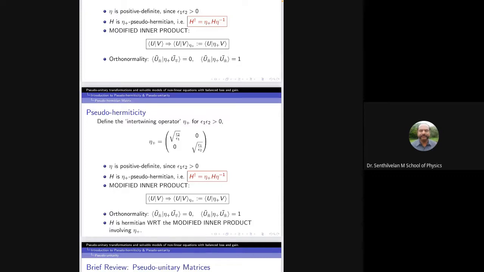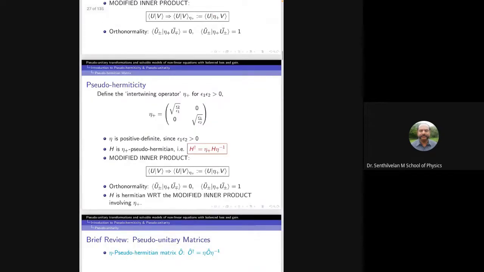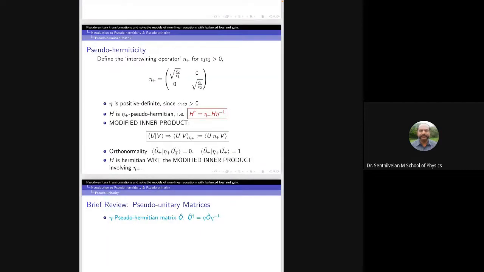I started with the non-Hermitian, but basically, to be mathematically precise, this is non-Hermitian with respect to the standard inner product, but Hermitian with respect to a modified inner product, where the modified inner product is along with the metric I have defined. Okay. Now one can check that with respect to this inner product, the 2 plus 2 matrix H is Hermitian. So that's what I say.